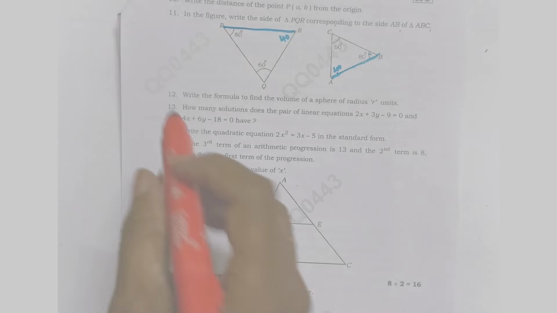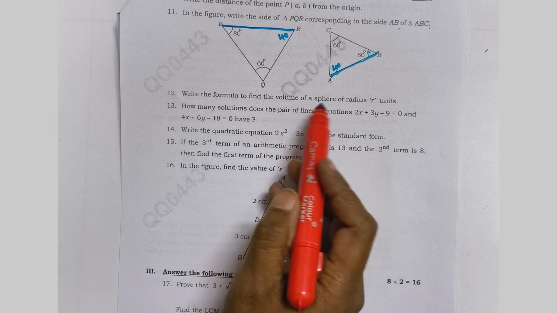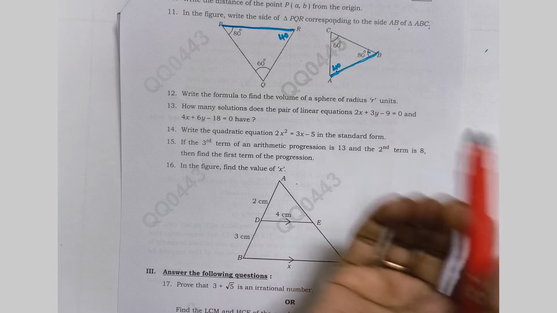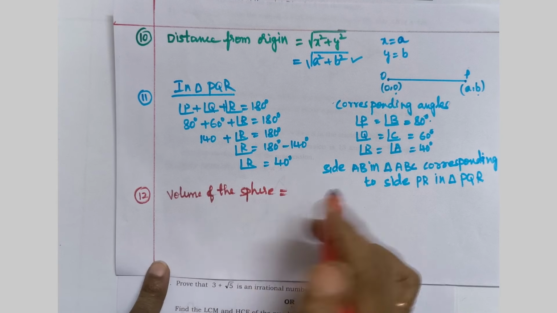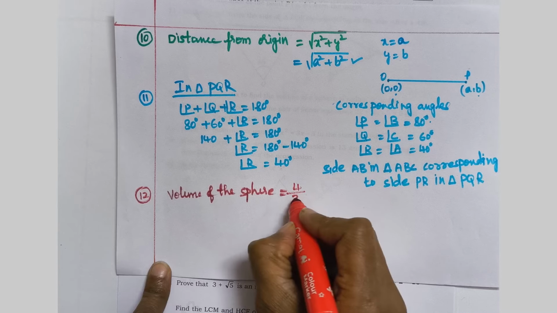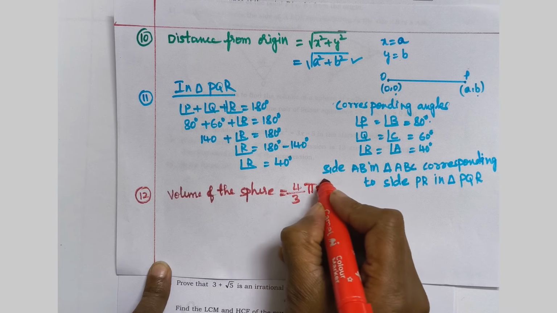Okay. Now 12th question, write the formula to find the volume of the sphere of radius r units. Volume of the sphere formula, what? 4/3 pi r cube. Write it: volume of the sphere is equal to 4/3 pi r cube.